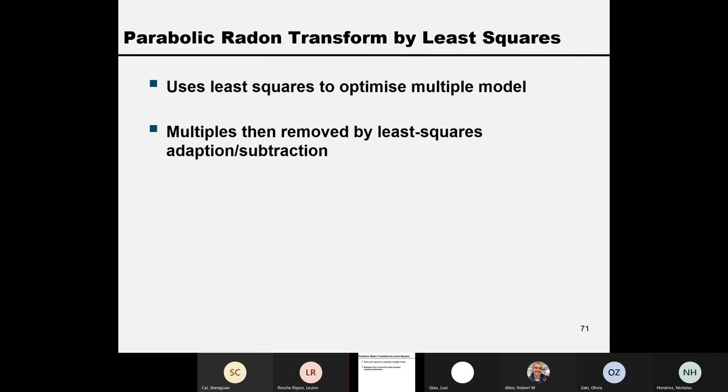Now, why is the energy not focused? Again, it is because of the limited aperture, right? In the X space, ideally it should be from negative infinity to positive infinity, but it's not. So what do we do? We use the least square fashion, the least square method, to do the fitting, to try to minimize, okay? So use least squares to optimize the multiple model, and then the multiples can be removed or subtracted.